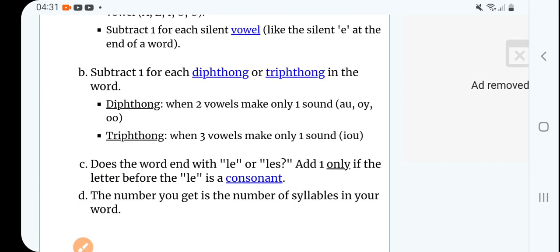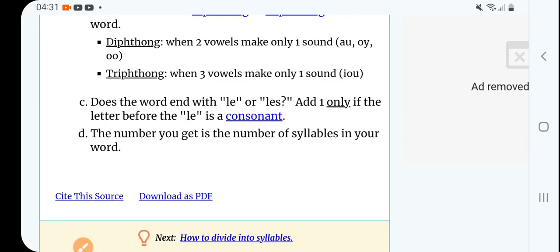Then the same with diphthongs and triphthongs. Sometimes a diphthong is pronounced as one, so then we have to subtract one for each diphthong or triphthong. Then, does the word end with le or les? Add one only if the letter before the le is a consonant, so that one will be added. The number you get will be counted as the syllables.